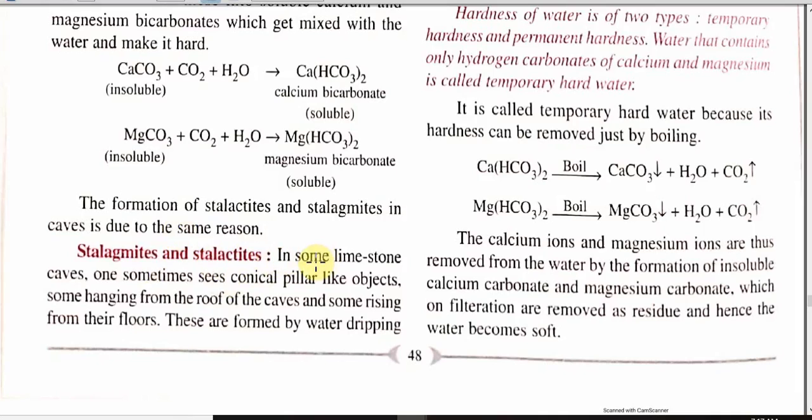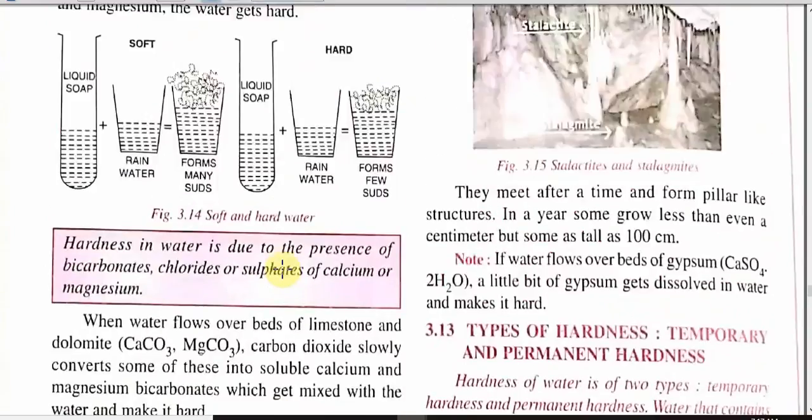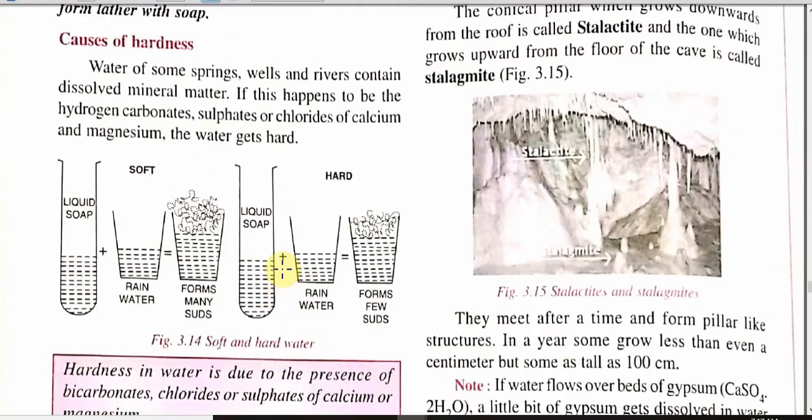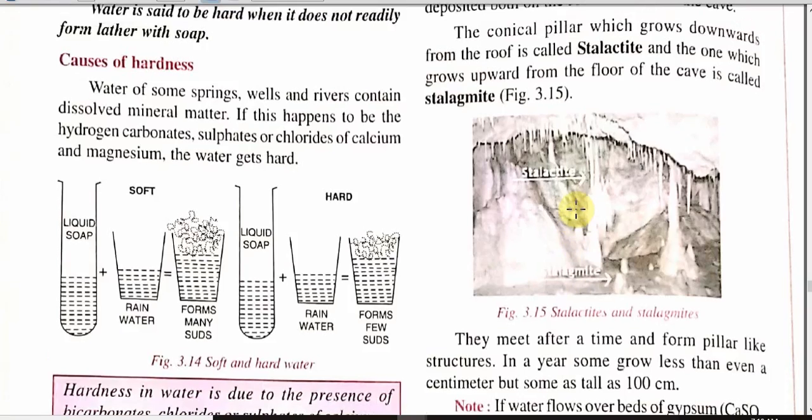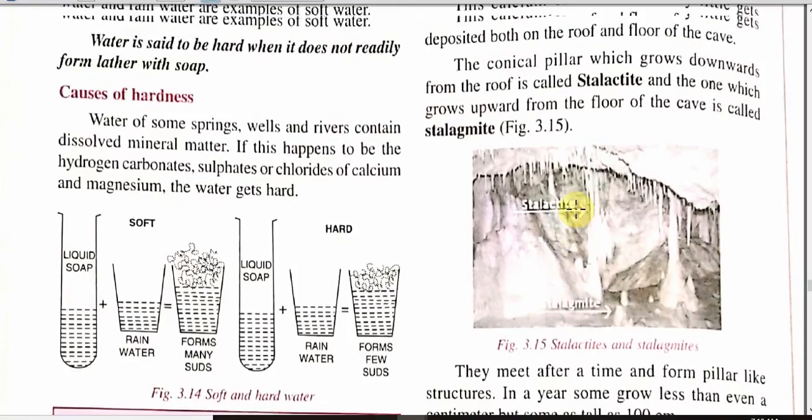You have seen in movies or television series, in some limestone caves one can see conical pillars. Let me show you the pillars. Now students, you can see this is an ice pillar. There are some pillars coming from the top towards the bottom, and some pillars coming from the bottom towards the top. Let us see what we call them.